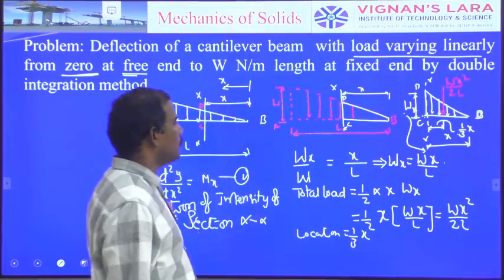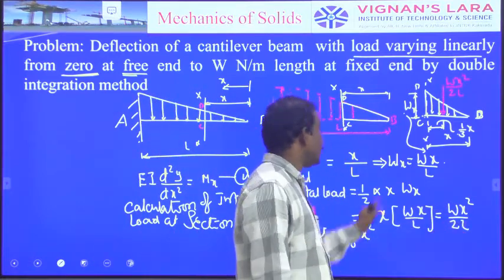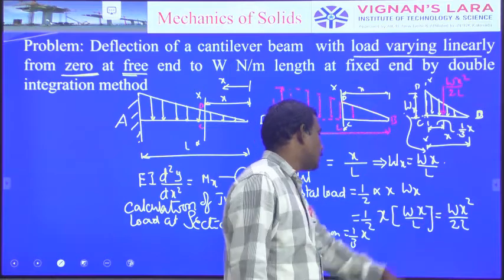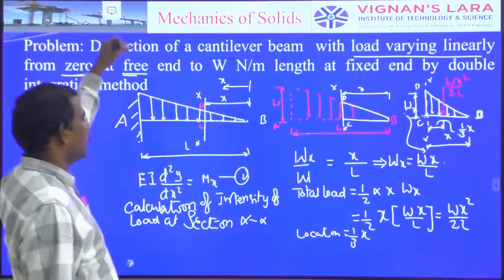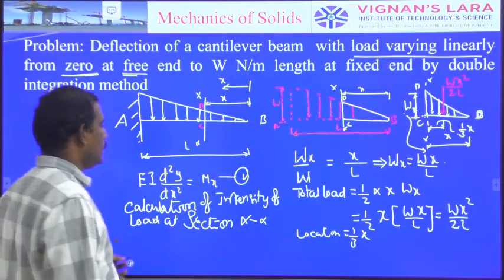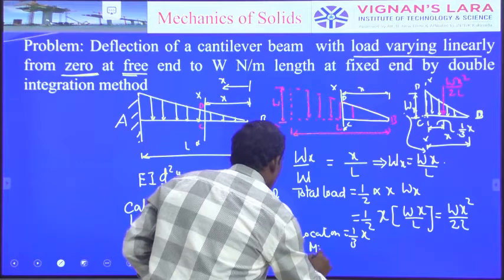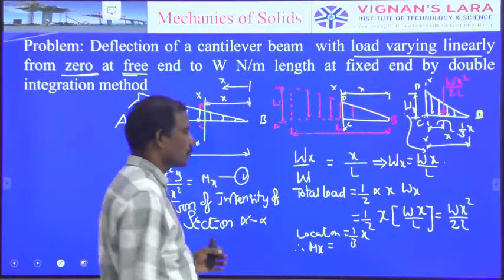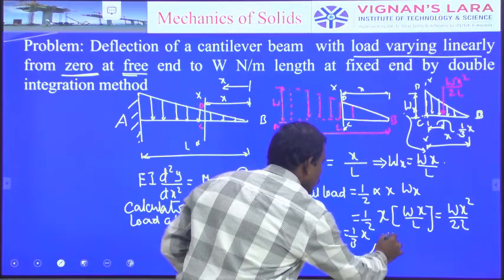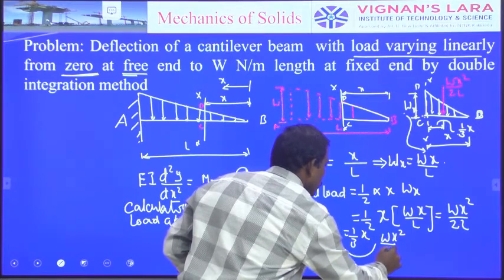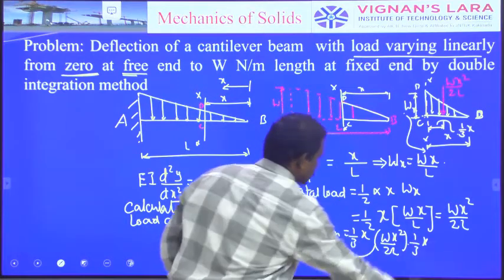So what about the moment produced by the Wx square by 2L about section XX, that is Wx square by 2L into 1/3 of x. So that is the bending moment equation at any section. Therefore, Mx is equal to Wx square by 2L into 1/3 of x.